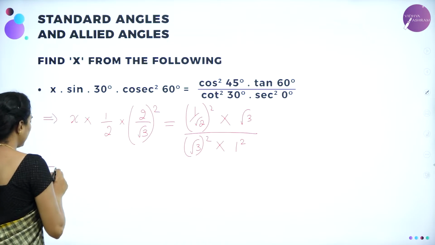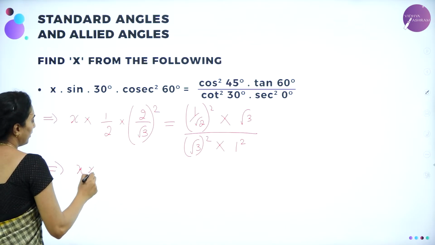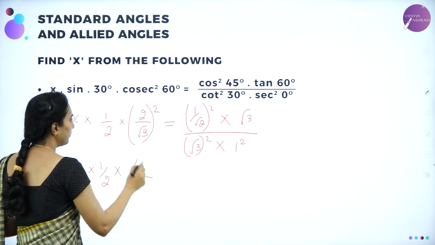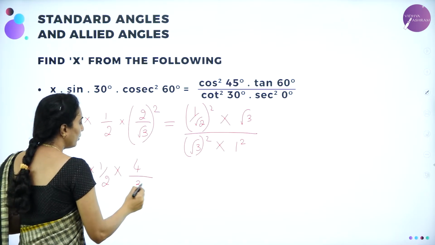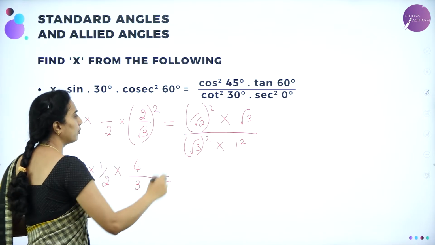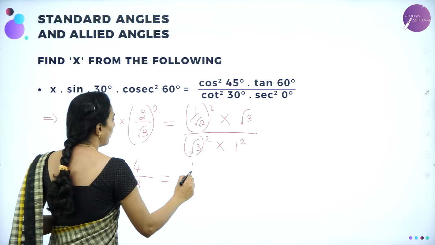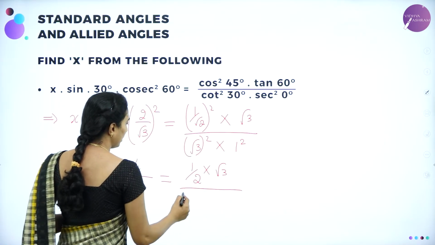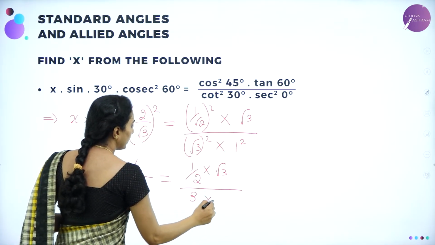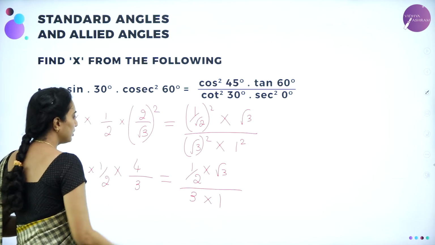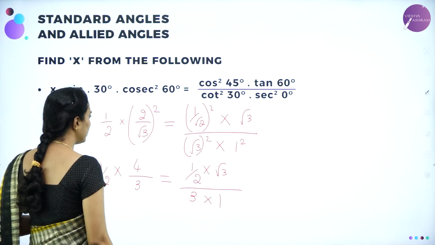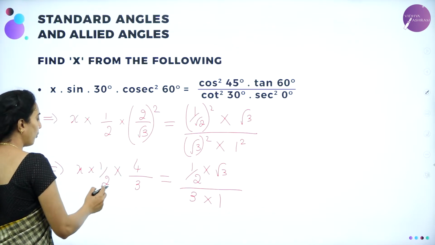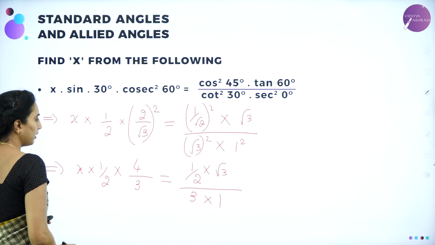Further simplification gives you x into 1 by 2 into 2 squared is 4, divided by (root 3) whole squared is 3, which will be equal to (1 by root 2) whole squared. You are having 1 by 2 into root 3 divided by (root 3) whole squared is 3 into 1 squared is 1. Now this 2 will come to the denominator, so therefore you can have the multiplication of this. 4 into 1 is 4, again 2 into 3 is nothing but 3.